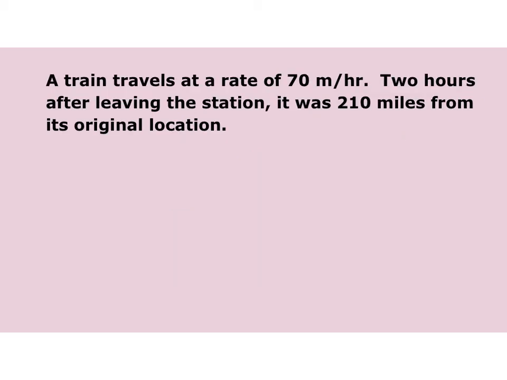All right, here's another one. This is where we have some real world situation. It says a train travels at a rate of 70 miles per hour. There's that per that we talk about. 2 hours after leaving the station, it was 210 miles from its original location. So in this case, we have two things that we're comparing, miles and hours. So hours will be the x, of course, because time is always x, and then miles will be the distance.